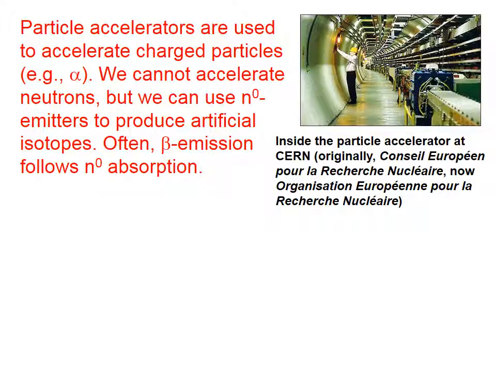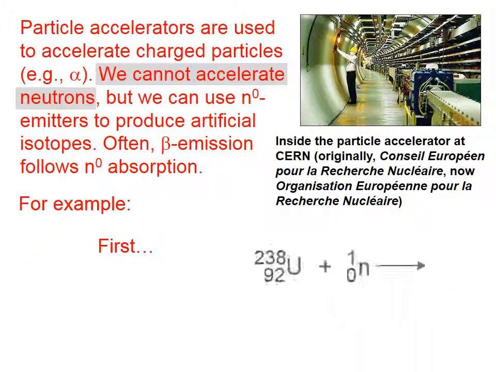Particle accelerators are used to accelerate charged particles, like alpha particles. We cannot accelerate neutrons, but we can use neutron emitters to produce artificial isotopes. Often beta emission follows neutron absorption. The reason we can't accelerate neutrons is because they don't have any charge.